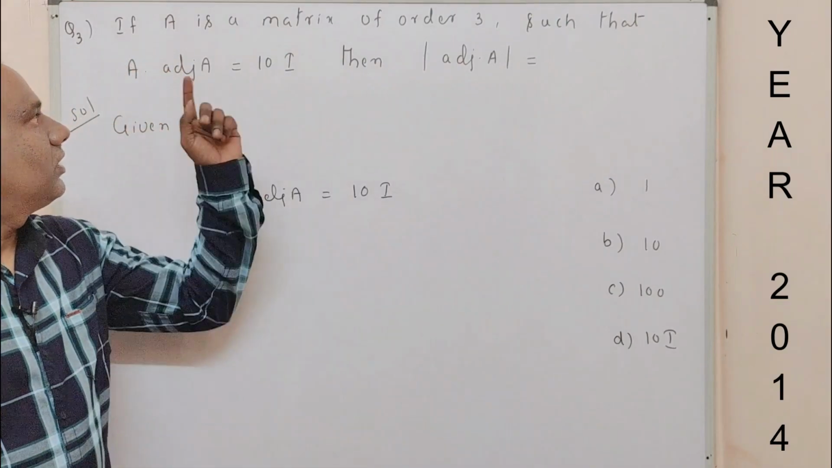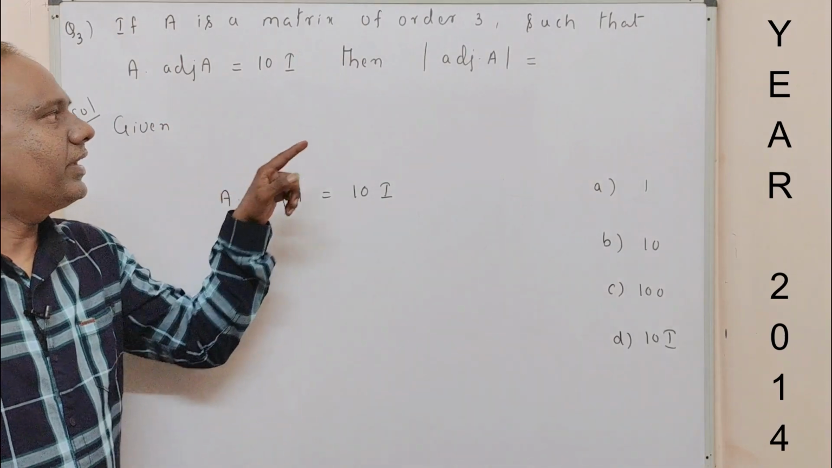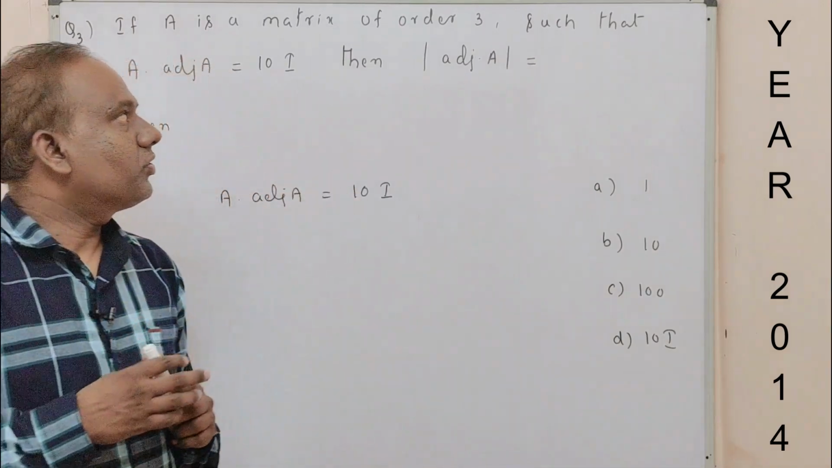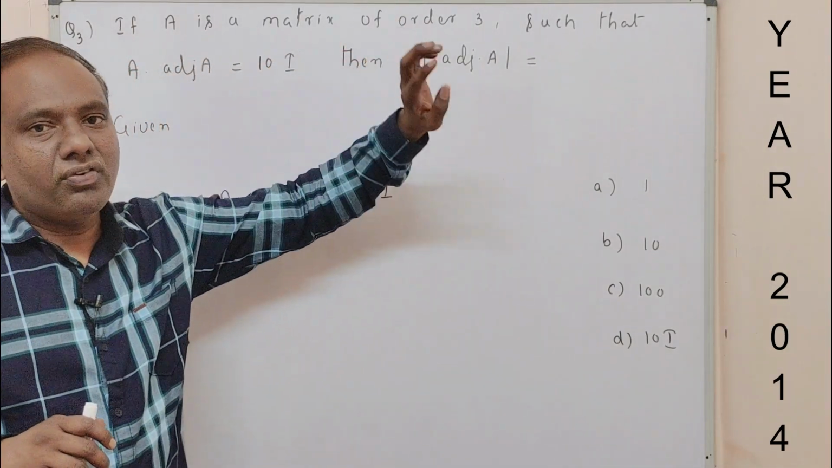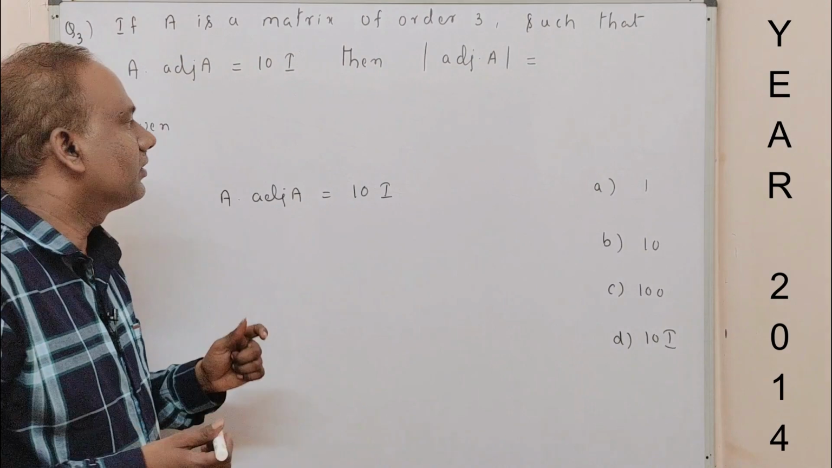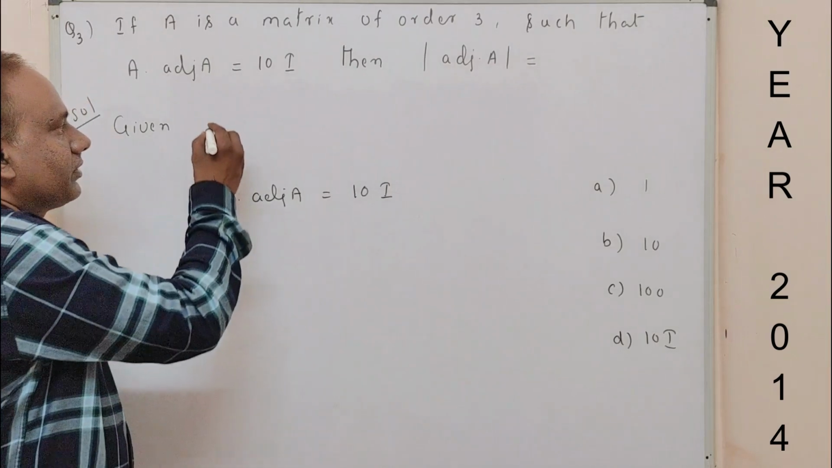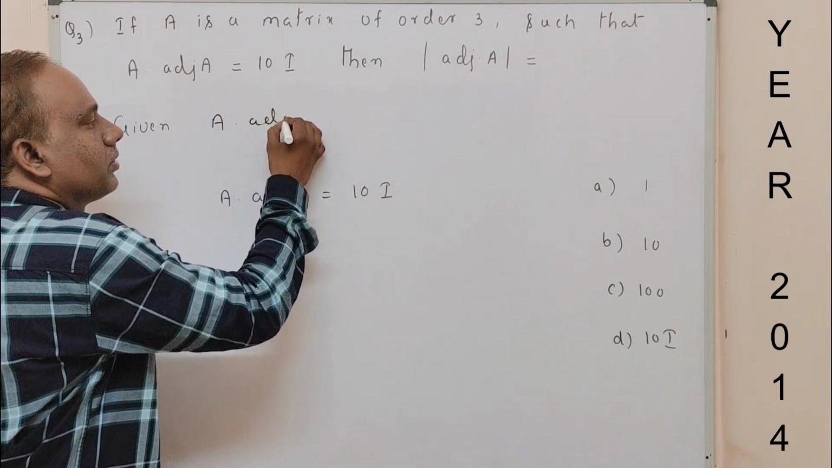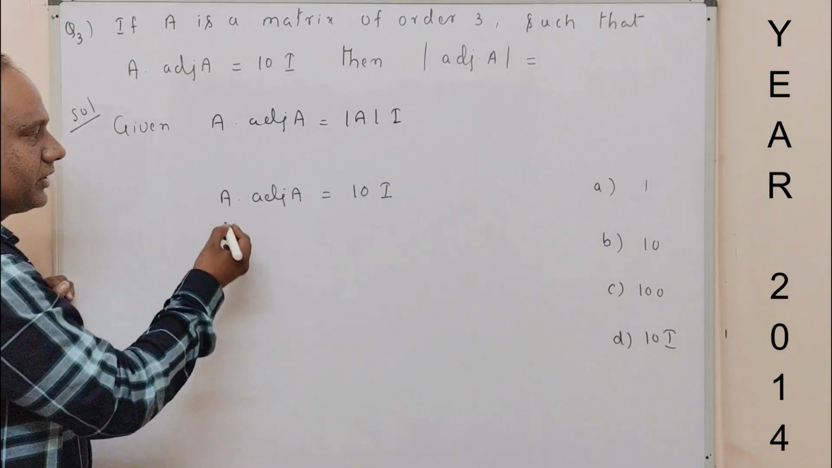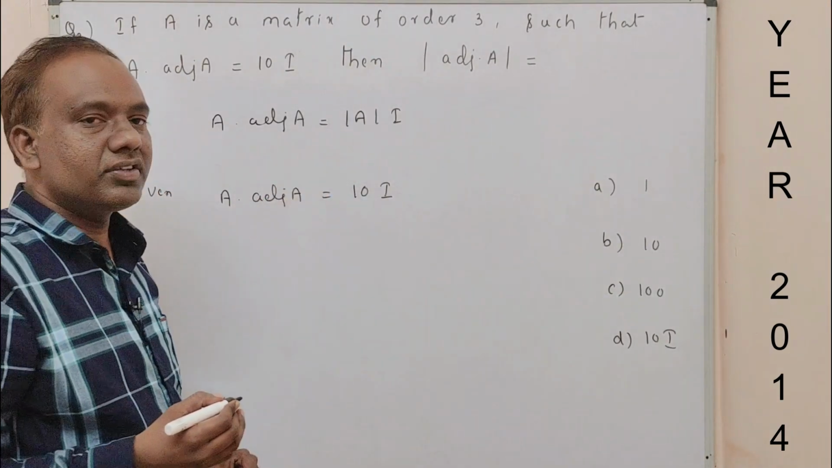The question is, if A is a matrix of order 3 such that A into adjoint A is equal to 10I, then the determinant of adjoint A is equal to what? These are the options. Here A is a matrix of order 3 by 3, and A into adjoint A is equal to 10I. Actually, one theorem states that A into adjoint A is equal to det A into I. So this is given: A into adjoint A is equal to 10I.